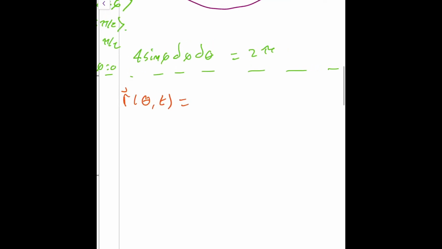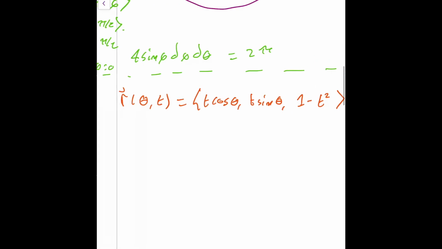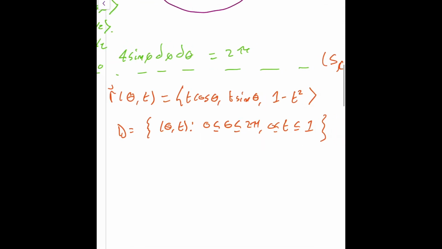Okay, so r of theta t is equal to (t cosine theta, t sine theta), and then z is 1 minus x squared minus y squared. In polar coordinates, that's 1 minus t squared. The parameter domain is all of the thetas and t where 0 is less than or equal to theta less than or equal to 2 pi, and t is less than or equal to 1. And of course, t is always bigger than or equal to 0. Okay, this is the parameter domain.